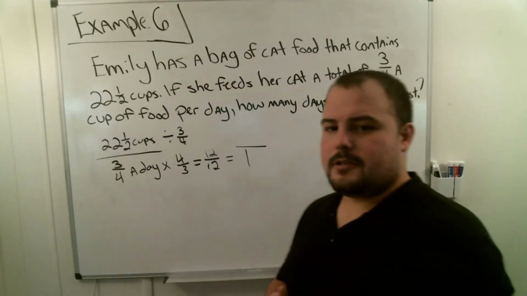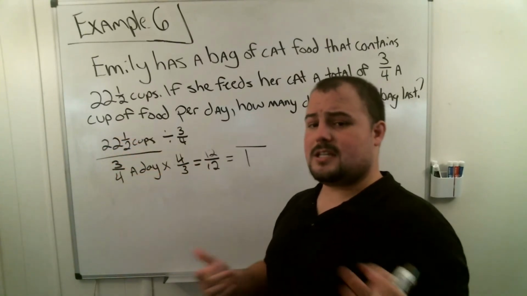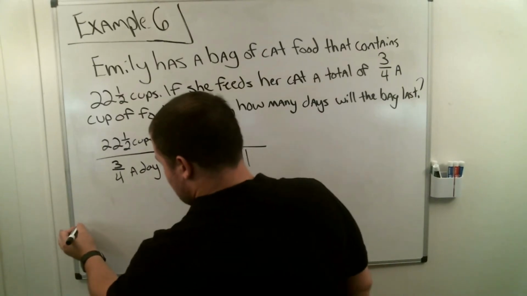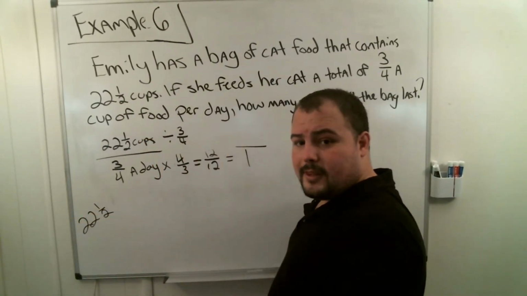Now, we learned that we're not allowed to have a mixed number. That's a mixed number. A whole number and a fraction, that's a mixed number. We're not allowed to have that. So I'm going to write down here 22 and 1/2. I'm going to follow the rule that we learned previously.